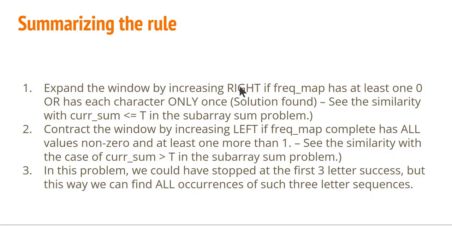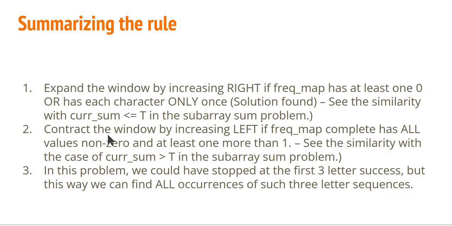We'll expand the window by increasing the right pointer if the frequency map has at least one zero, which means that one of the items is yet to be added in the substring, or if each character has been seen only once, which means the solution has been found. The reason I'm doing this is to show the similarity with saying current sum is less than or equal to t. Current sum less than t is like the frequency map being incomplete. Current sum equal to t is this situation: yes, I have indeed found it. Every character occurs only once, and that is the solution. So that is exactly why we are doing this.